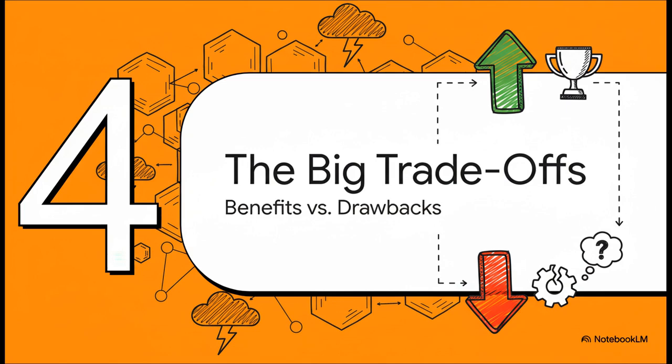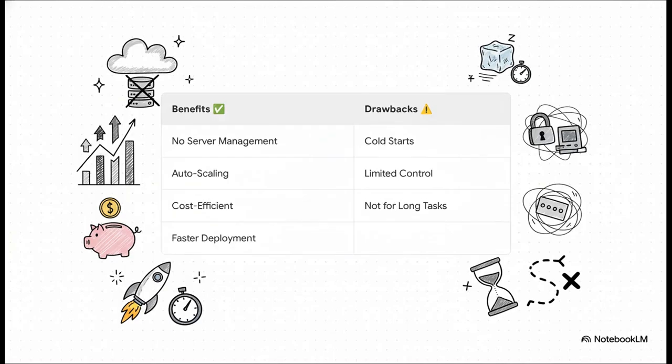But look, it's not a silver bullet, right? No technology is. Serverless isn't perfect for every single situation. So it's super important that we talk about the trade-offs, the good and the bad. Okay, on the plus side, the benefits are huge. We already talked about having zero server management. It also scales automatically, which is incredible. Whether one person is using your app or a million, the cloud just handles it. And it's crazy cost efficient because of that pay-per-use model.